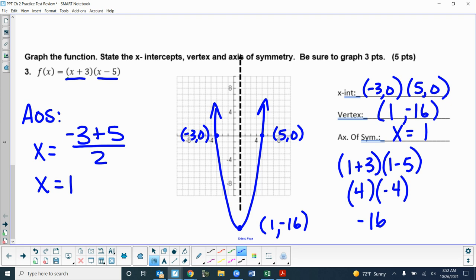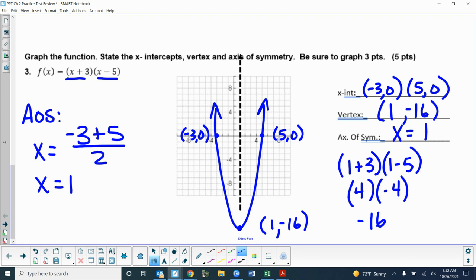Questions on number 3. Do you feel more confident with those now that we went over them? Okay, good. Any questions? Okay, so what's the first 3 going to look like tomorrow? Just like those, right? Just going to change up some numbers, that's all. Okay?